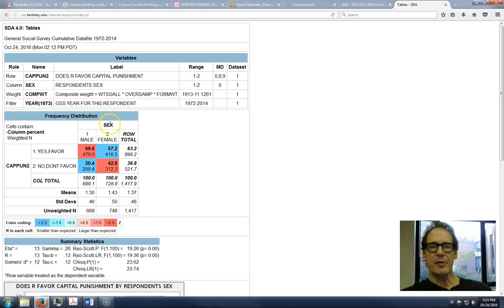So here our independent variable is sex, male and female are the categories. How much difference is there between them? About 12%. That's what delta is saying, about 12%. So we can quantify how significant our independent variable is. How strong is its effect on capital punishment attitudes?